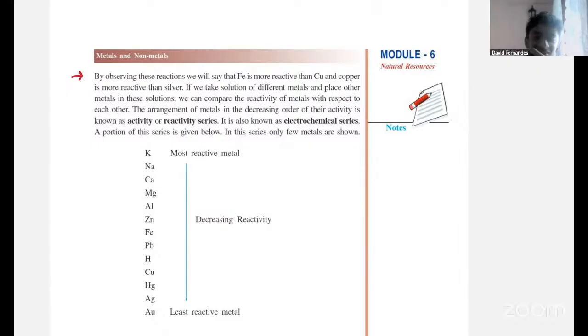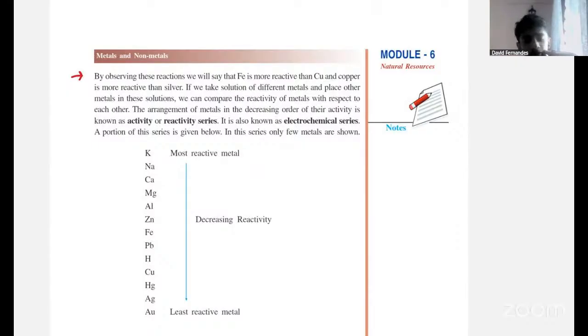By observing these reactions, we can say that Fe is more reactive than Cu and copper is more reactive than silver. If we take solutions of different metals and place other metals in these solutions, we can compare the reactivity of metals with respect to each other. The arrangement of metals in the decreasing order of their activity is known as the activity or reactivity series. It is also known as the electrochemical series.